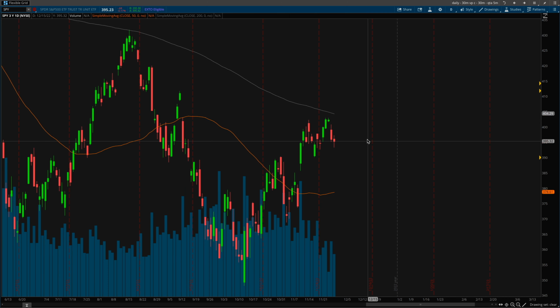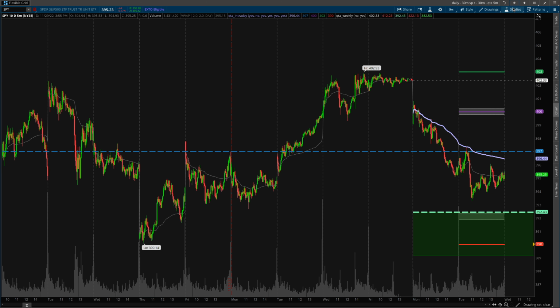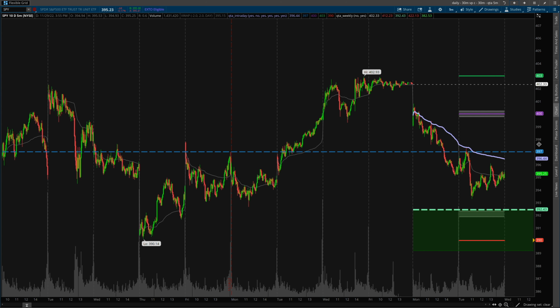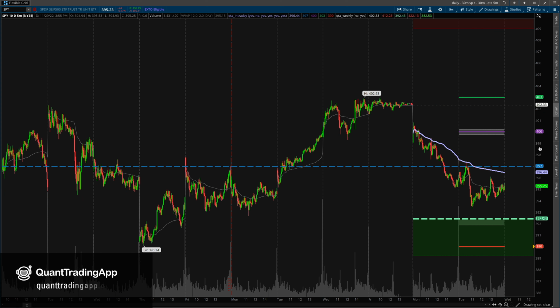I'm piecing a lot of things together, mostly on the gamma exposure, but also in confluence with volume profile and things like that. What we're looking at is the SPY, and if we jump into the intraday price action, we can see this on our chart right here. The levels on the chart, if you're viewing this on YouTube and you're not a gold member for Quant Trading App, are just some of the levels generated from the algos.